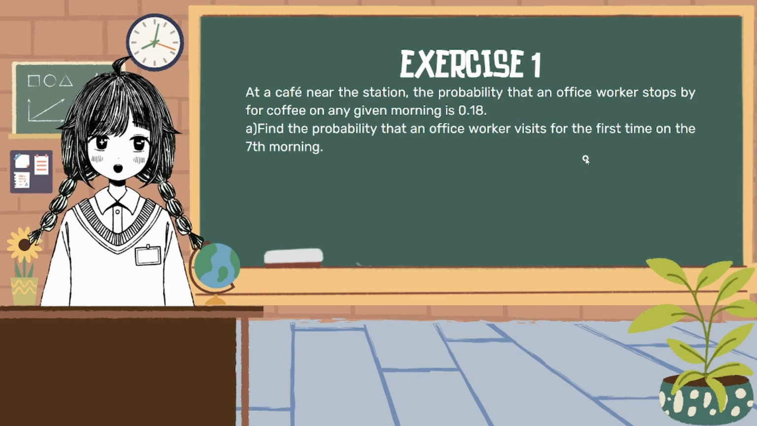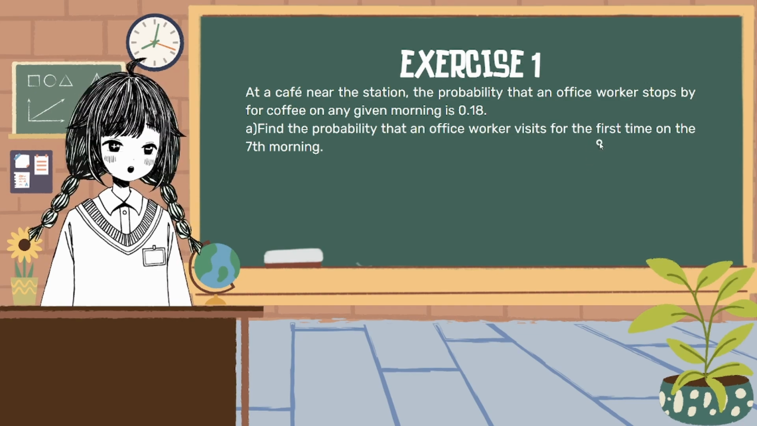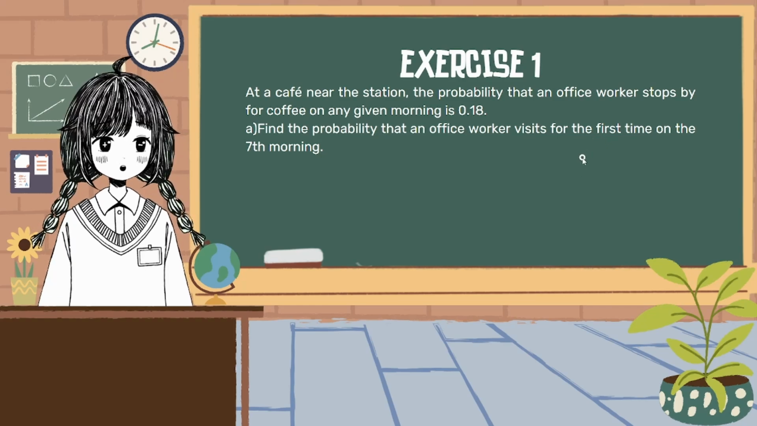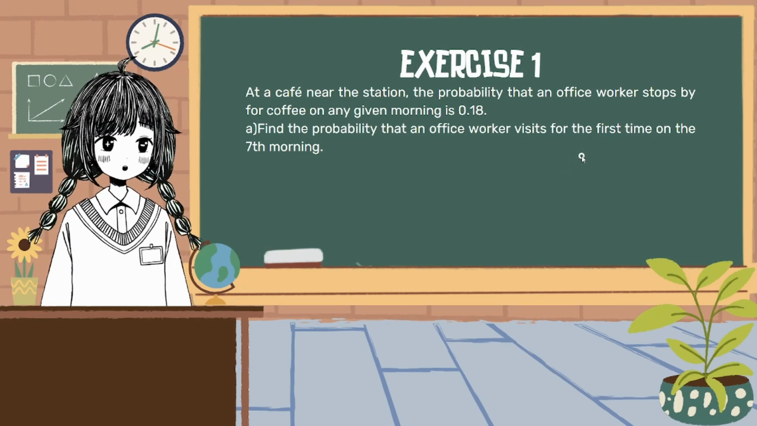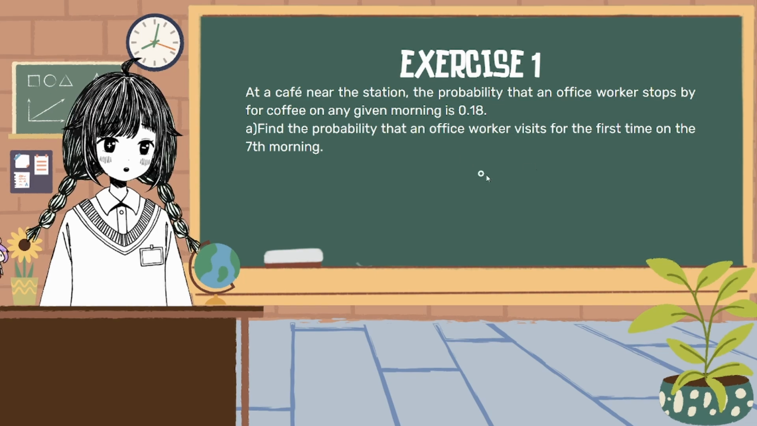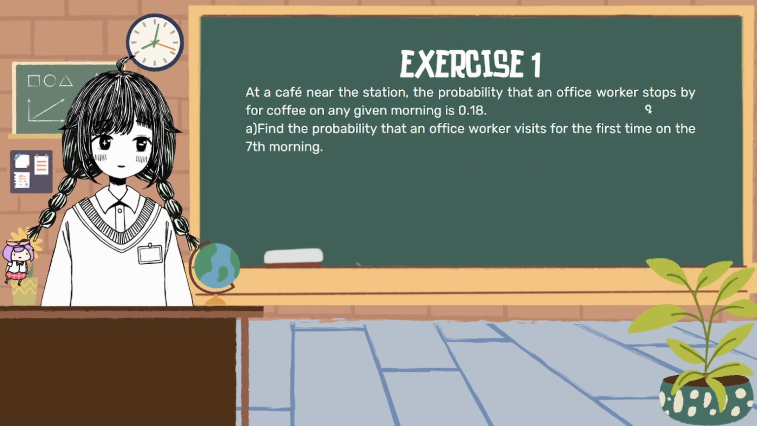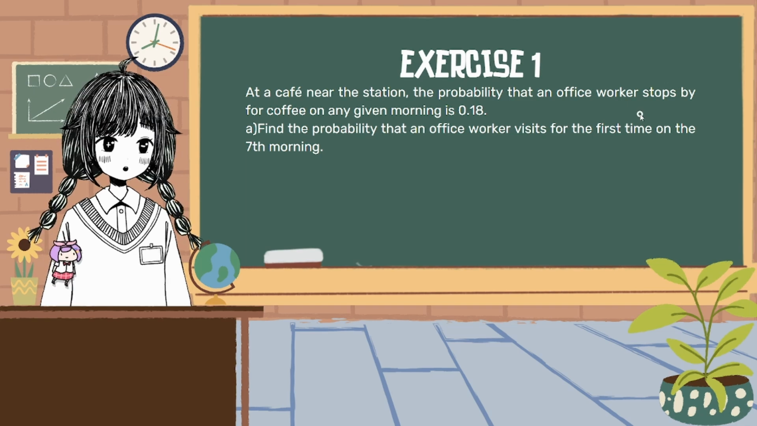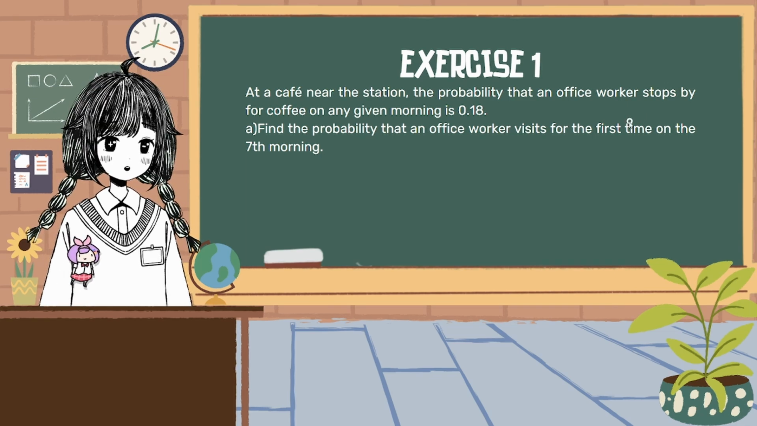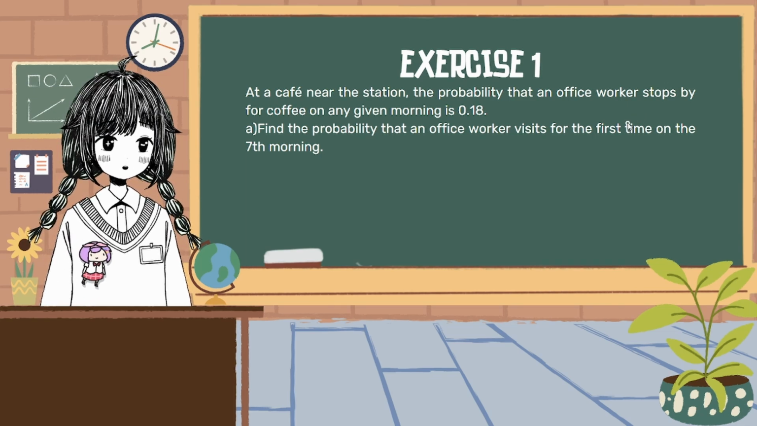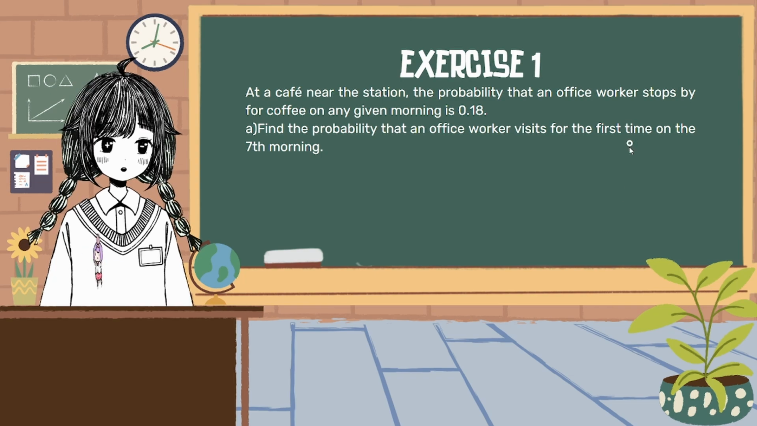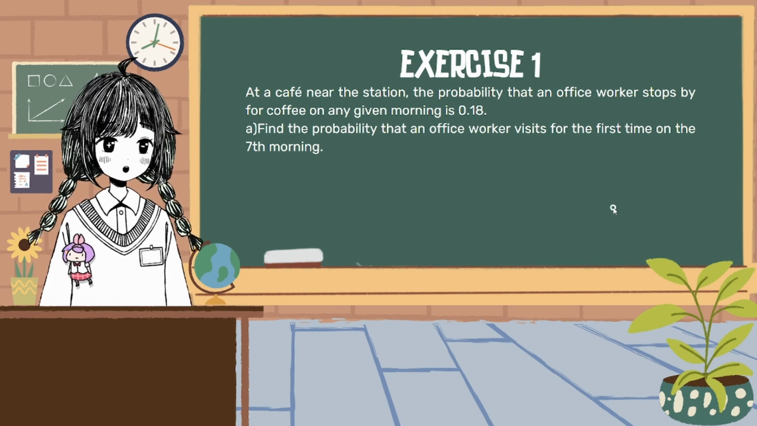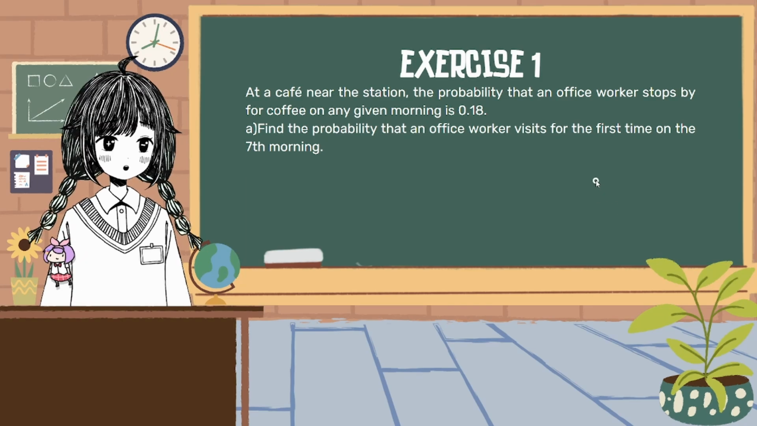Now, let's try to apply what we have learned. This topic is very short and quite easy when you already know how to use the negative binomial. So starting with exercise 1, at a cafe near the station, the probability that an office worker stops by for coffee on any given morning is 0.18. We start with A, find the probability that an office worker visits for the first time on the 7th morning.